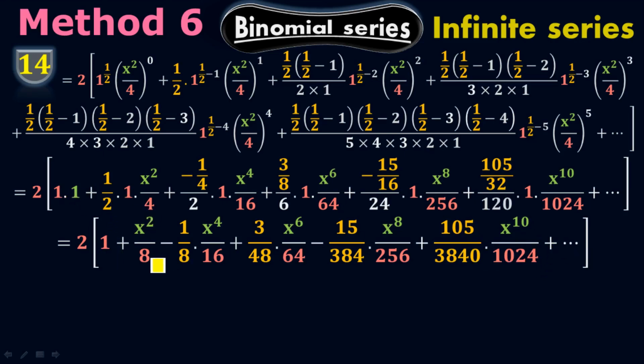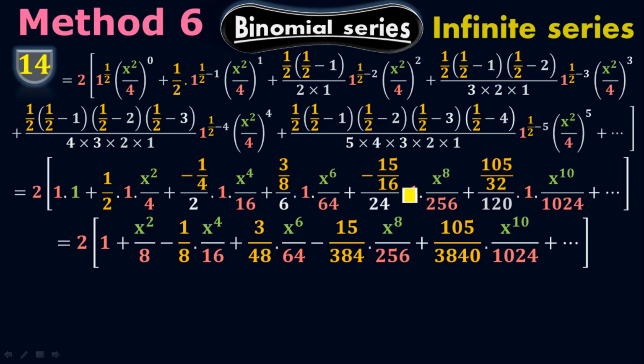1 times 1 is 1. 4 times 2 is 8. This 2 goes up, so 4 times 2 is 8. Therefore, I have negative 1 over 8. Similarly, the 6 goes up and it will have the product with the denominator, which is 8 here. 8 times 6 will be 48. So I will have 3 over 48.